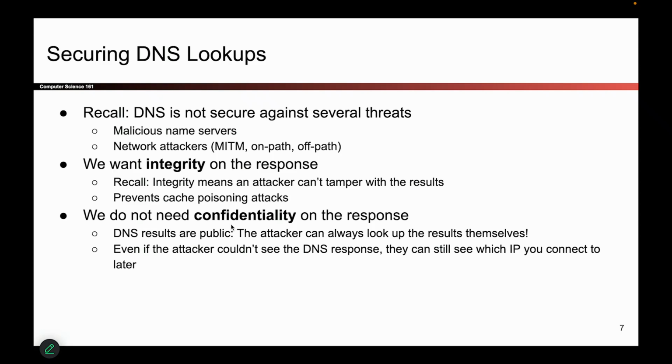Now, something that is a little bit unintuitive is the fact that we don't actually need confidentiality on the responses. Think about what is showing up in the DNS responses. It's usually records that say things like, the IP address of eeks.berkeley.edu is this number, or this name server is responsible for .edu queries. That's not private information.